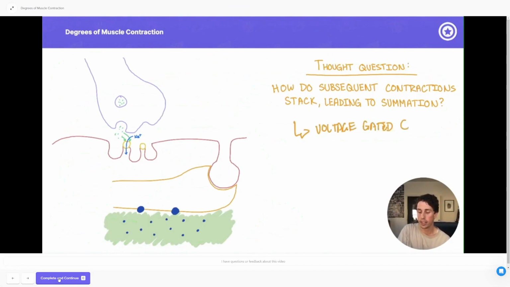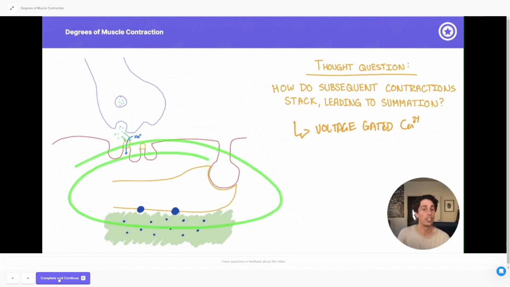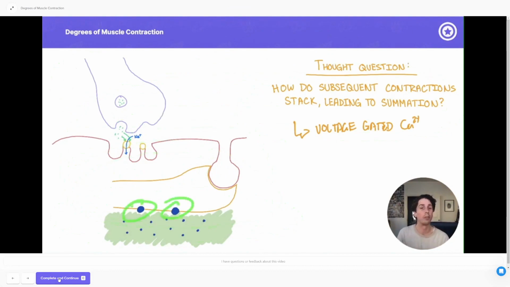Voltage-gated calcium, Ca2+. Alrighty. When you think about an action potential reaching the muscle fiber, we know that we're going to have this acetylcholine, we're going to have these sodium ions that are going to rush into the muscle fiber itself, causing the muscle fibers to be depolarized. That depolarization is going to reach this portion right here. And this, as we know, is going to be that sarcoplasmic reticulum. And then we can see these guys down here. And as we remember, those are going to be our voltage-gated calcium channels.